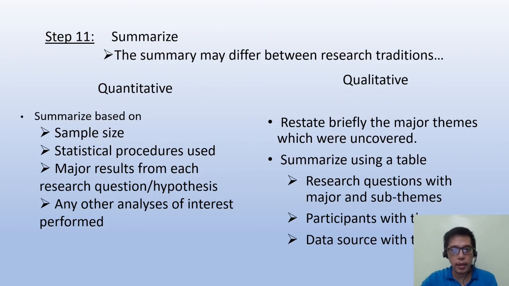Step 11. Summarize. The summary may differ between research traditions. In quantitative, summarize based on sample size, statistical procedures used, major results from each research question or hypothesis, and any other analysis of interest performed. In qualitative, restate briefly the major themes which were uncovered, summarize using a table: research question with major and sub-themes, participants with themes, data source with themes.